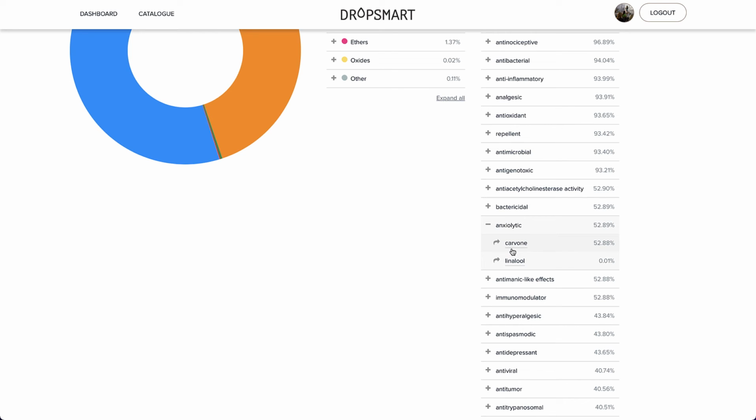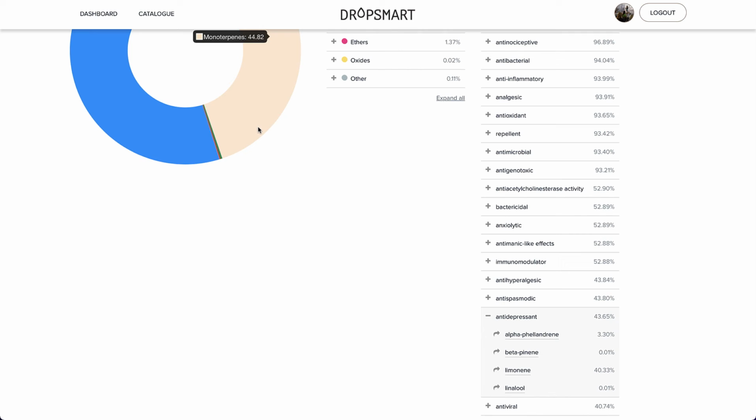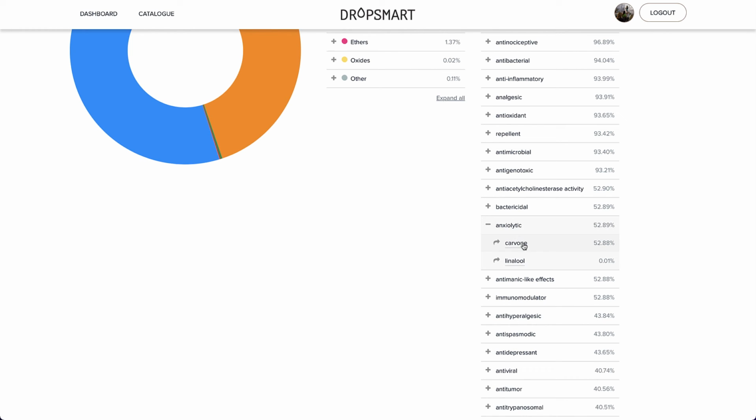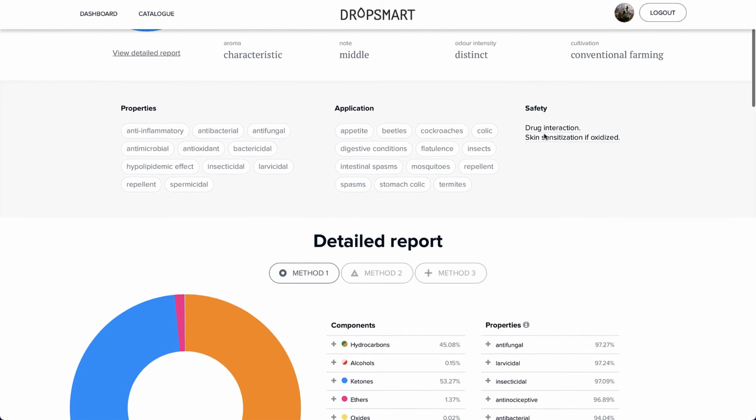Look, not only anxiolytic, but antidepressant action as well, because it has such an interesting chemistry on the monoterpene side. It is a very beautiful combination of carvone plus limonene. Of course, we have these other ones, but look, limonene 40%, which will give it the antidepressant action, and on the other side, 52% of carvone, which will give us anxiolytic. Isn't that such a wonderful combination for you to go and try out? If we take a look at safety recommendations, it's also quite a safe oil to use.